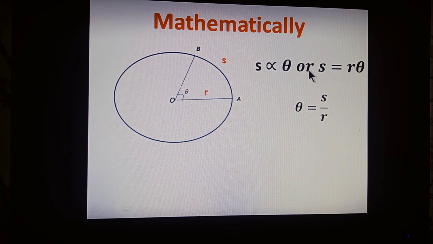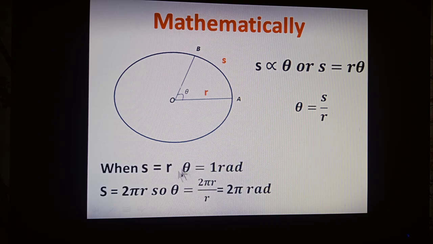When we remove the sign of proportionality, we insert a constant, and here r, the radius of the circle, is constant. As I told you, when a body moves about a fixed point such that its distance from the center remains constant, so r is constant, so we get the equation S equals r theta. Rearranging this equation, angular displacement theta is the ratio of S over r. S is the arc and r is the radius of the circle.